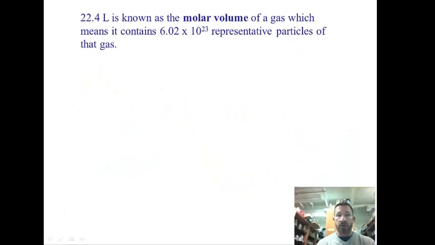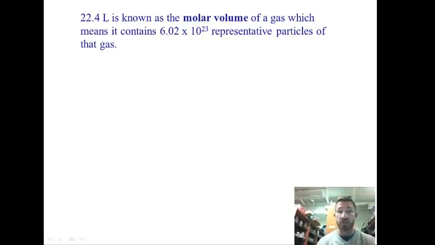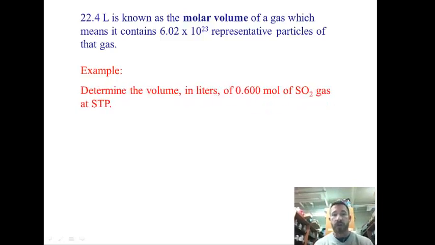Okay, the first one: 22.4 is known as the molar volume of a gas, and it means it has 6.02 times 10 to the 23rd representative particles of the gas. So here's our first example problem. Determine the volume in liters of 0.6 moles of SO2 gas at STP. So we're going to start with 0.6 moles of SO2.